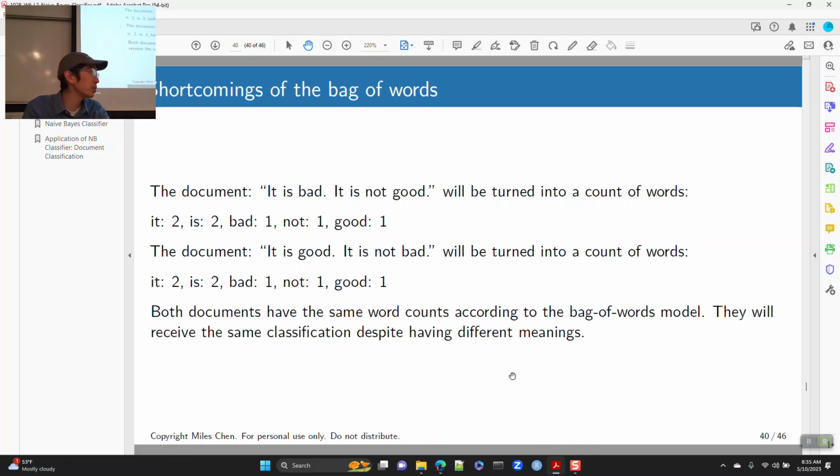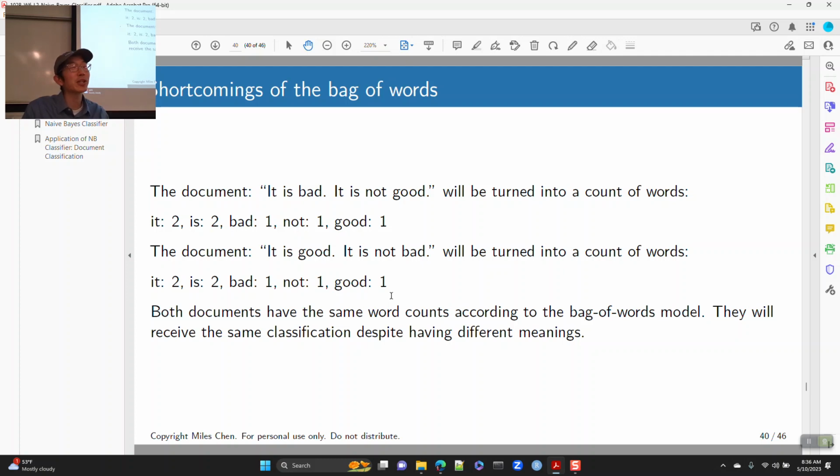Now, there are major limitations of the bag of words, and that is, in English, the order of words does matter. So if I have the document, it is bad, it is not good, the bag of words will turn it into counts, and it'll say is shows up twice, bad shows up once, not shows up once, and good shows up once, okay? If I have another document which says the exact opposite, it is good, it is not bad, okay, the exact opposite of what the first document is saying, this will have the exact same count of words. It also has is twice, bad once, not once, and good once.